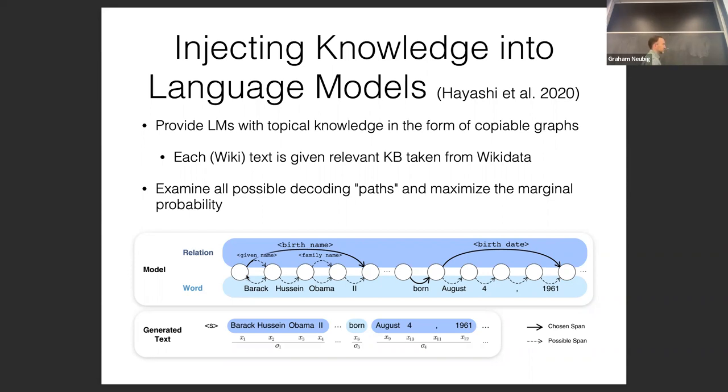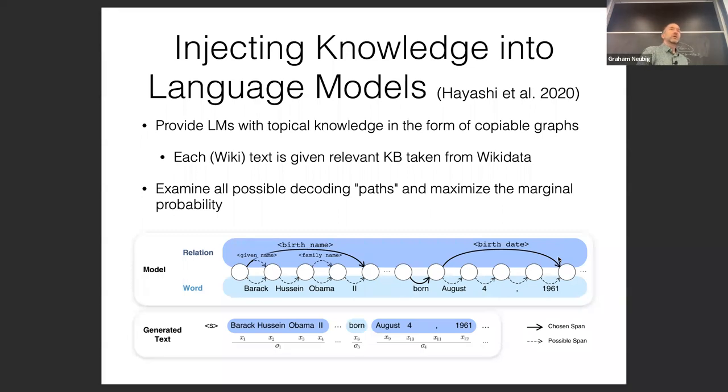This was from several years ago where we were still using Barack Obama as our stereotypical example. But Barack Obama has various relations like birth name, birth date, et cetera, et cetera. And each of these things also have aliases, for example. Like birth date, you could write it in different ways. You could write it as August 4th, 1961, or other things like this.